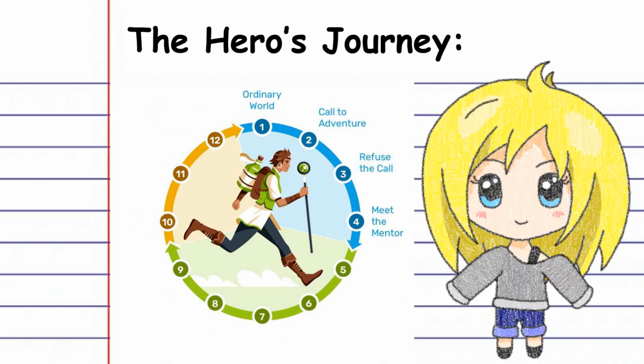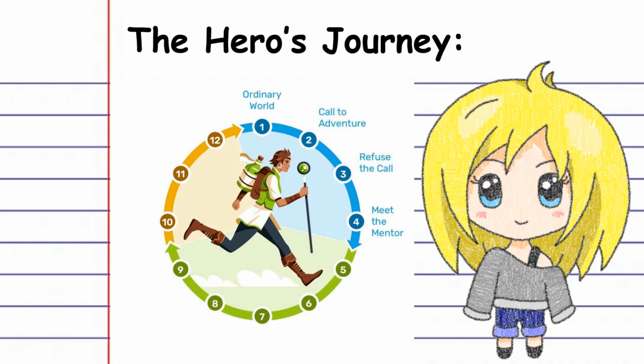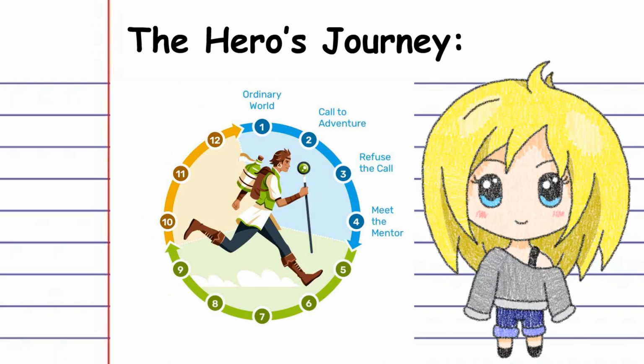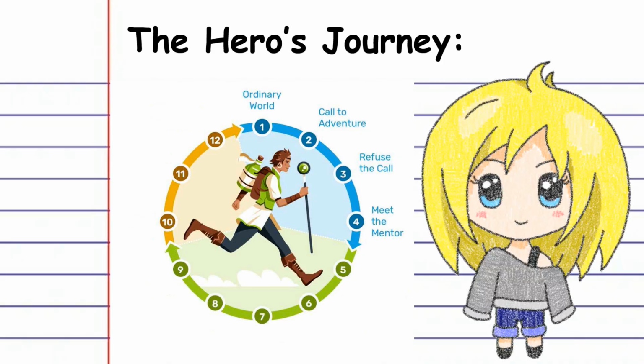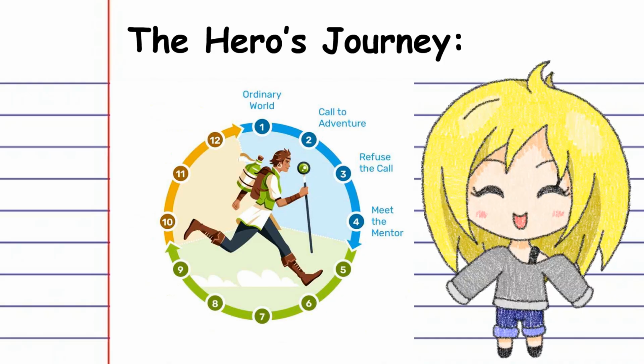Next we have Meet the Mentor. The protagonist meets somebody who is going to help them learn something. This could be a literal mentor who teaches the protagonist how to fight. It could be a friend who teaches the protagonist to come out of their shell. It could be a love interest who teaches them about their own romantic inclinations. Someone who is going to teach the protagonist a valuable life lesson.